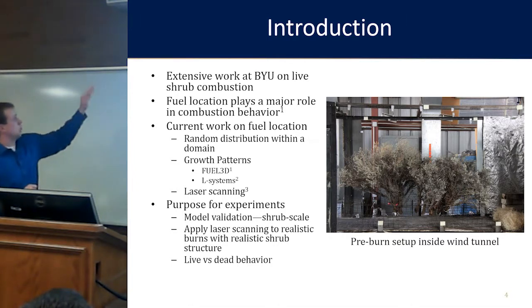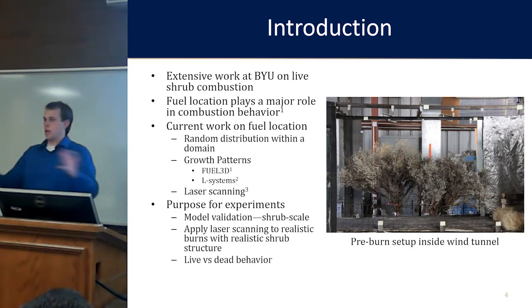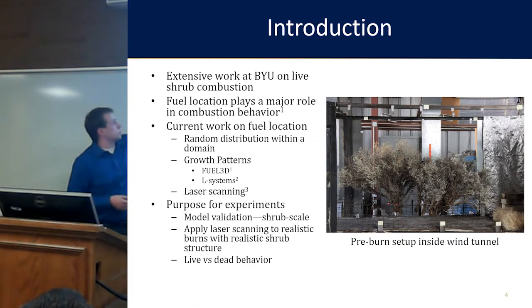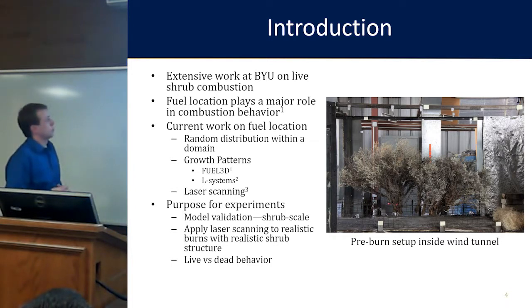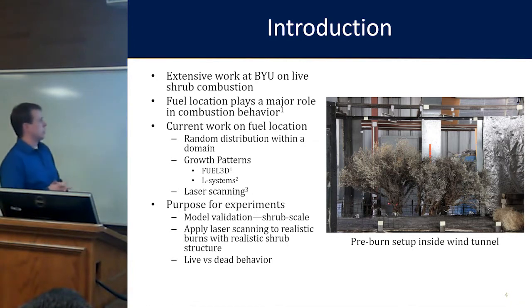So right now, in the model that BYU has developed, we identify a domain that the shrub or the bush occupies, and then just randomly distribute leaves and branches within that domain. So the second bullet point corresponds to this first bullet point under growth patterns. That was the model they used, what they called Fuel 3D. And another model for the same idea is an L-Systems model that was written here.